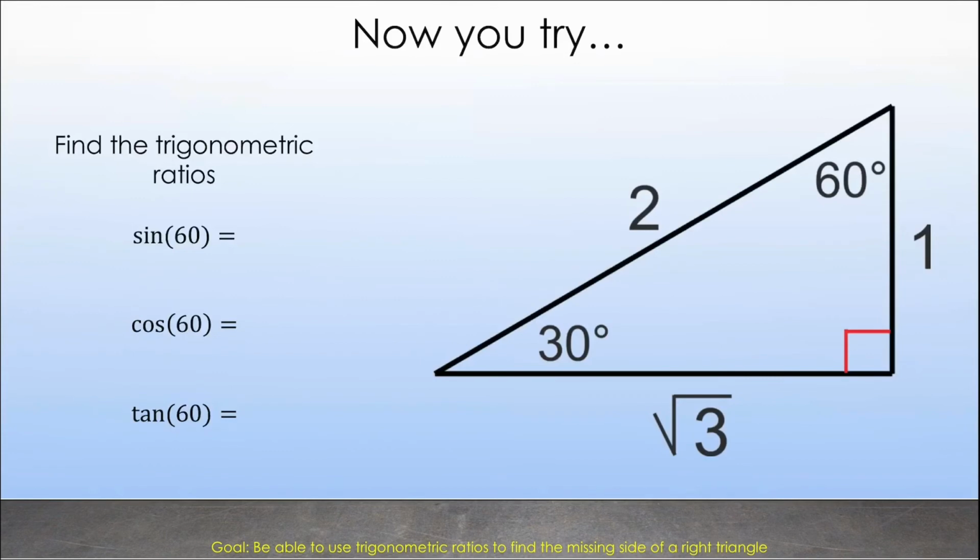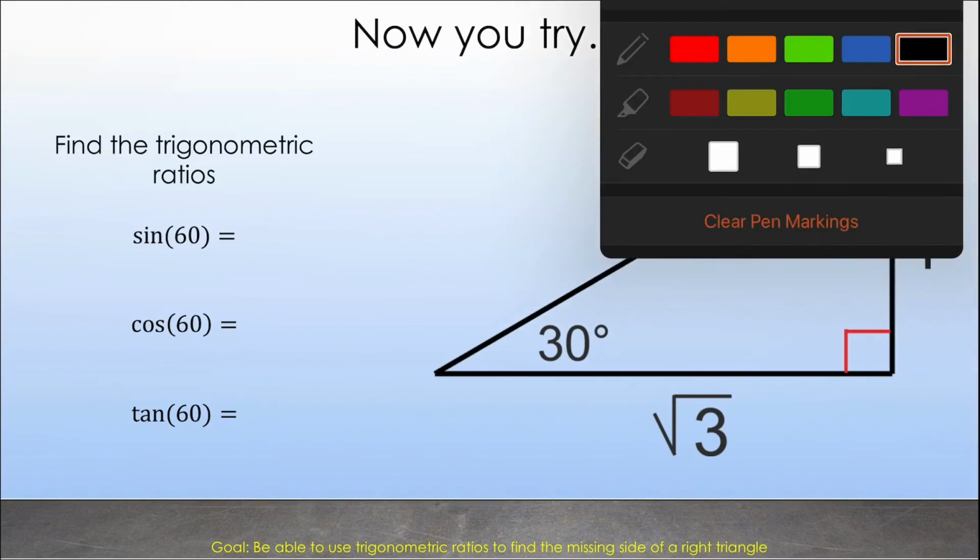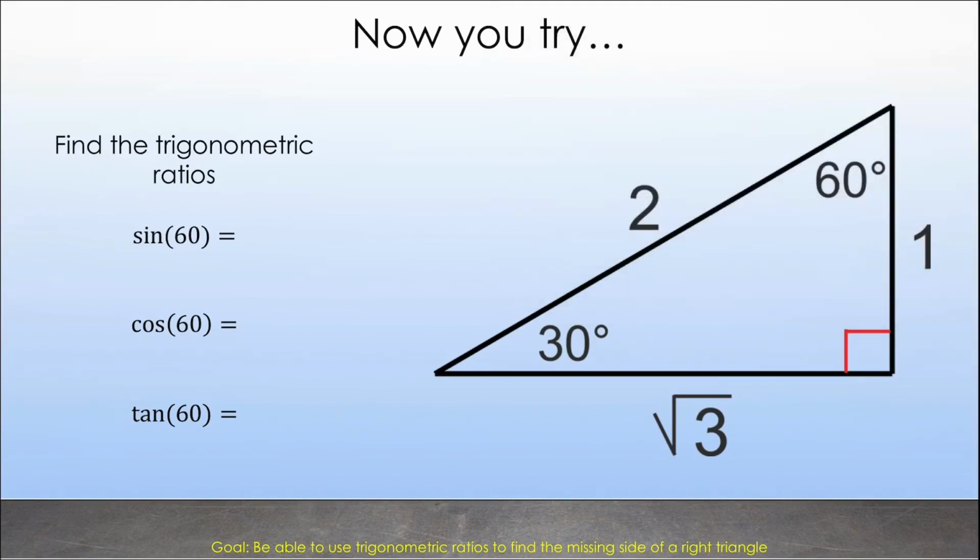All right. So now I want you to try. So it says find the trigonometric ratios. Try on your own, and then we'll go over it. Okay. So what we're going to do is first, these all say sine of 60. So that's the angle that we're talking about. So here's my 60 degrees.